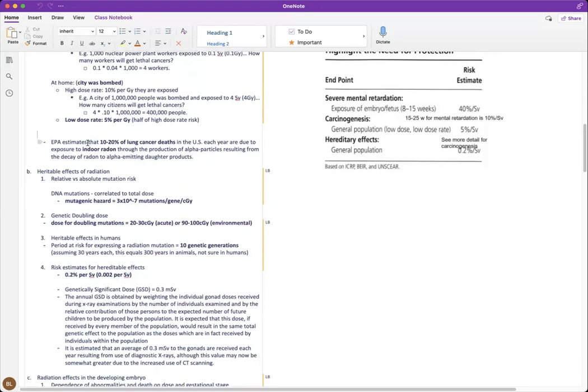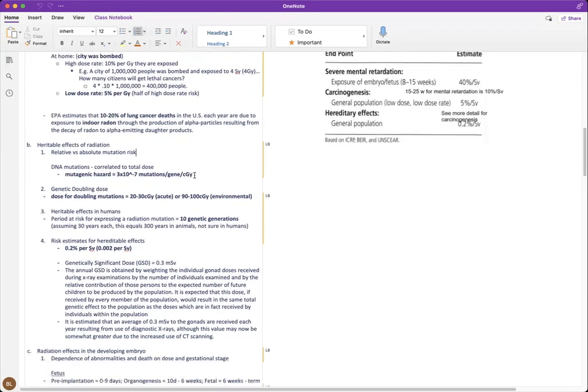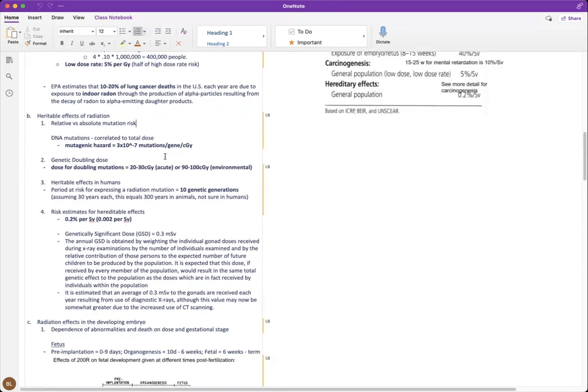EPA estimates that 10 to 20% of lung cancer deaths in the US each year are due to exposure to indoor radon, through the production of alpha particles resulting from the decay of radon to alpha-emitting daughter products. Yikes. Heritable effects of radiation.